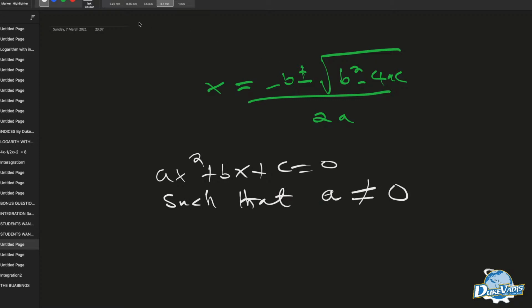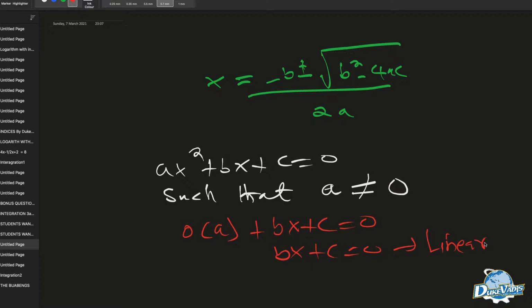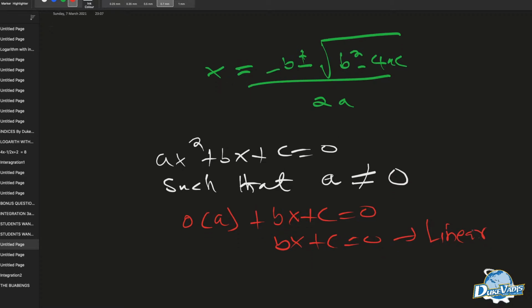Why is it that a is not supposed to be equal to 0? Because if a is 0, then we're going to have 0 multiplying x squared, plus bx plus c equals 0. So our equation bx plus c equals 0 will be linear and therefore does not conform to the quadratic equation. That is the reason why we say the equation is such that a shouldn't be equal to 0.